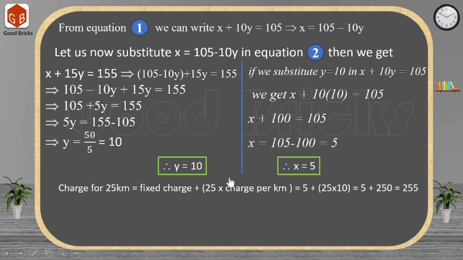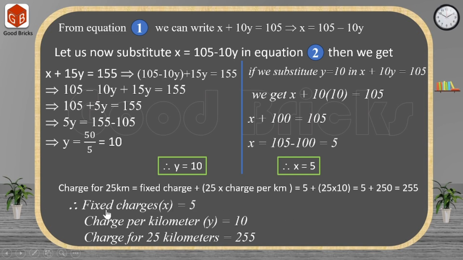Now we have one more thing to calculate. What is that? The charge for 25 kilometers. How to calculate? Fixed charge plus 25 into the charge per kilometer. So when you do this simplification, you will get 255 rupees. How much? 255 rupees you will get. Finally, the conclusion is: the fixed charge is equal to 5 rupees, the charge per kilometer is equal to 10 rupees, and the charge for 25 kilometers is equal to 255 rupees.